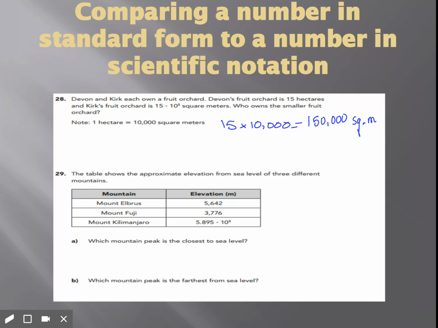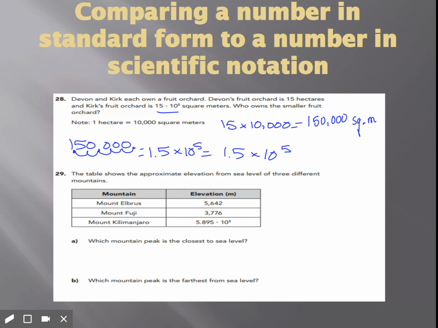So now I have 150,000 square meters. And I need to compare that to 15 times 10 to the fifth. So I'm going to change 150,000 into scientific notation. My decimal here, I'm going to move it 1, 2, 3, 4, 5 decimal places. So that equals 1.5 times 10 to the fifth. So look at that. We have 1.5 times 10 to the fifth and 1.5 times 10 to the fifth. It looks like Devin and Kirk both own the same size fruit orchard.